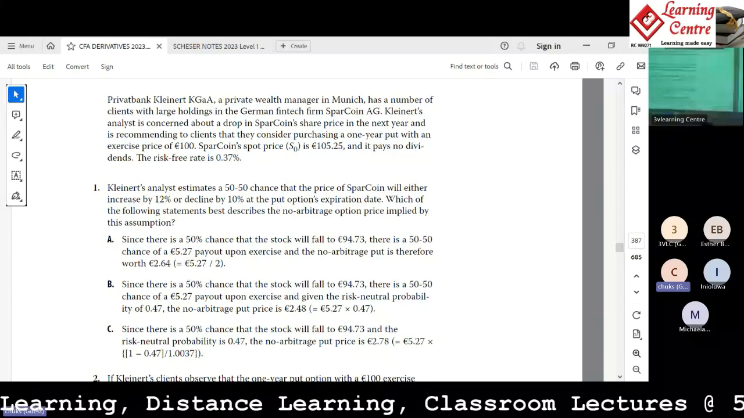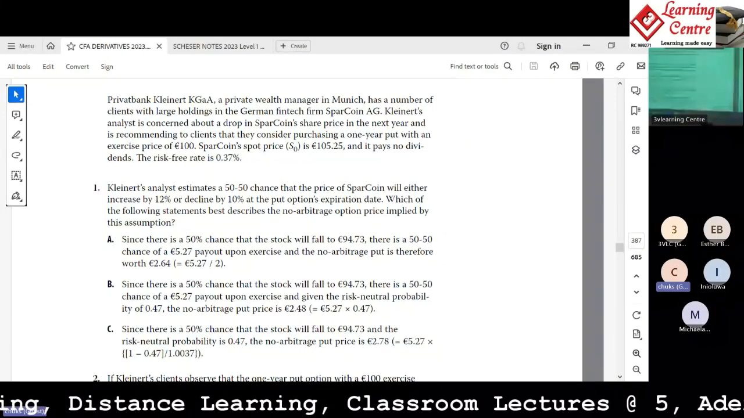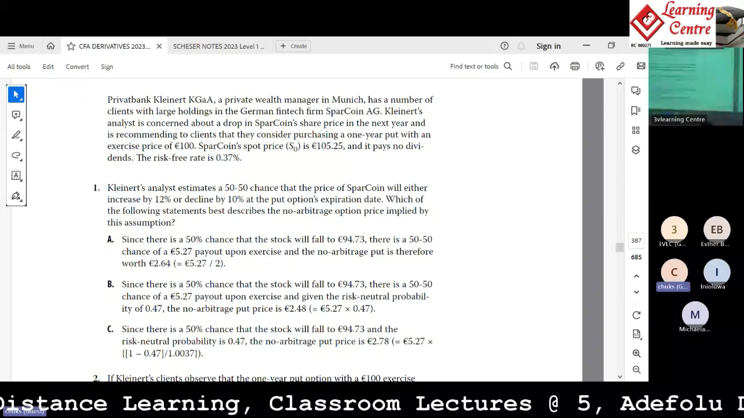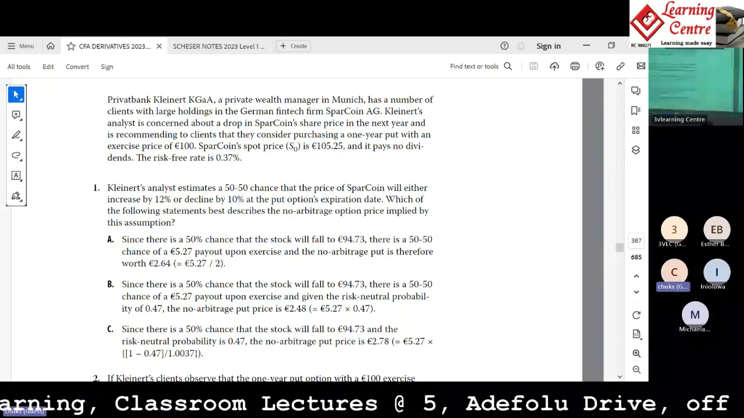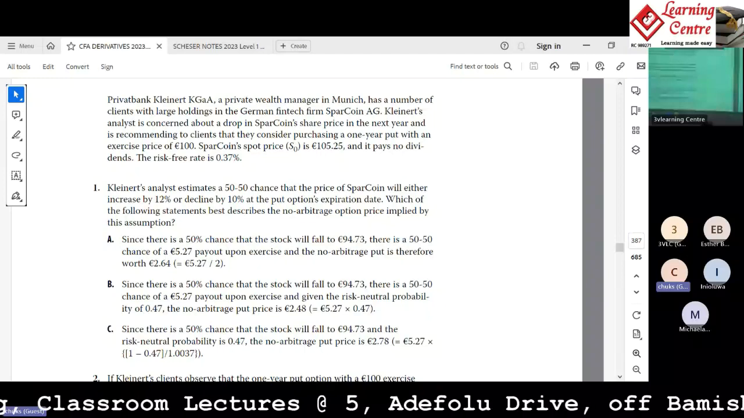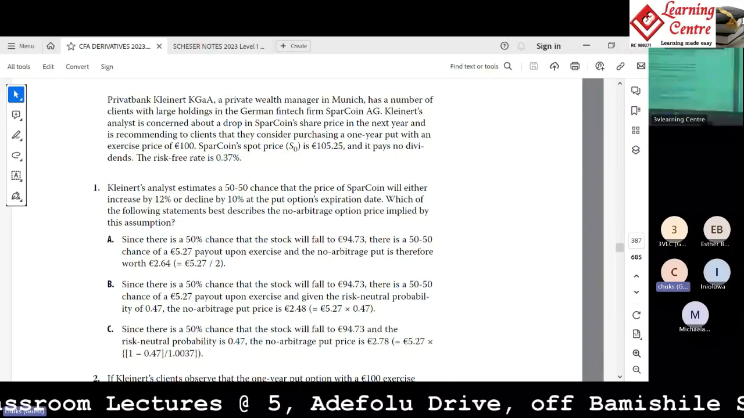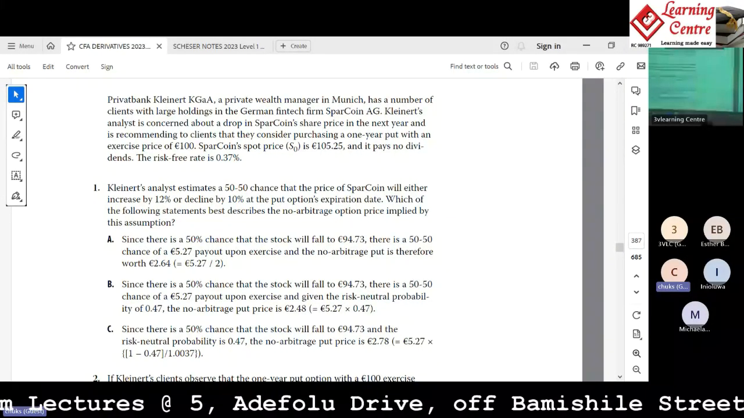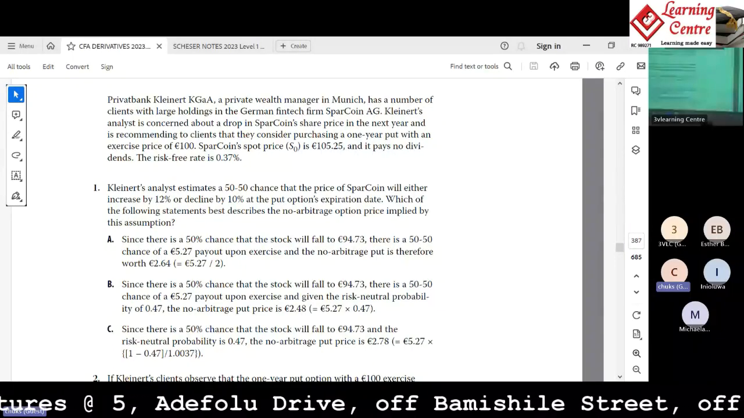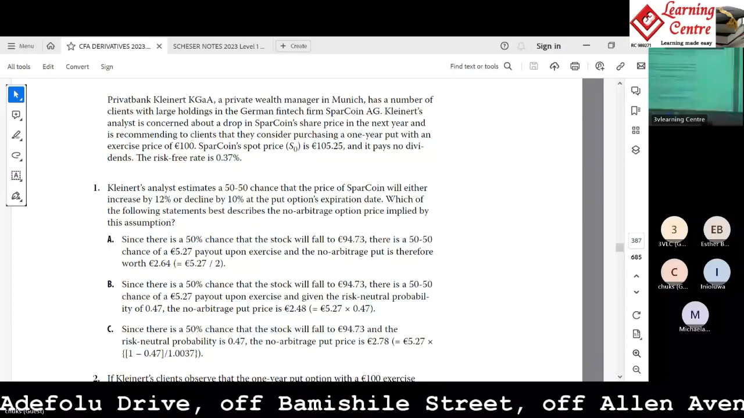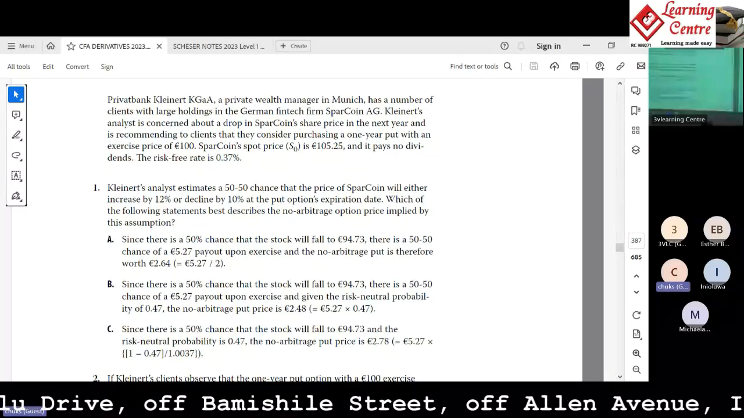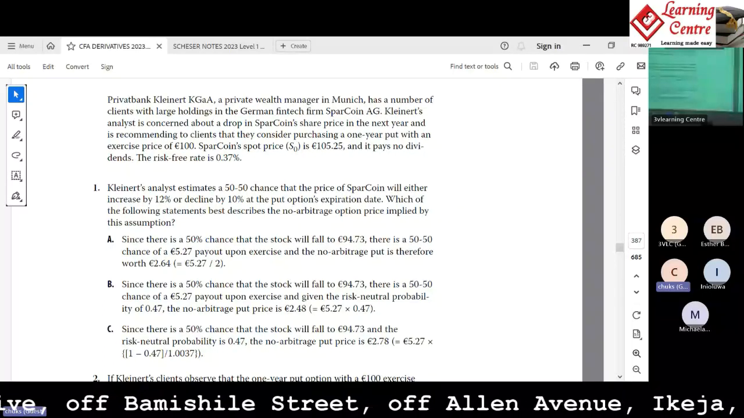The second part is that it's declining. So if it declines by 10%, that's 105 times 1 minus 10%. That will give me 94.73, which they've already given me, in fact, in all the options here. So in the options, all 3 options have 94.73. So of course, as well, I can decide not to calculate it. So I've been given 94.73 as the part I will exercise.